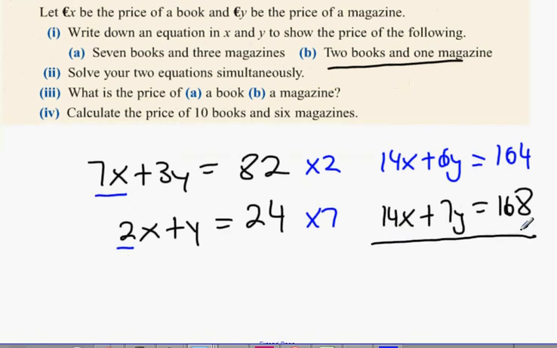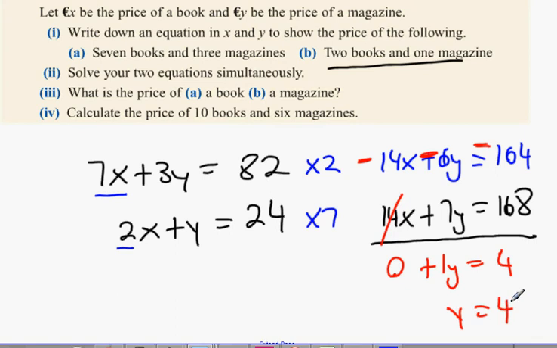We need one of them to be minus. Which one will we make minus? We'll do the top, okay? Minus, minus, minus. What happens? 14x minus 14x? 0, cancel, okay? It's minus 6y plus 7y, and 1y. 168 minus 164? Plus 4. It's okay. y equals 4.